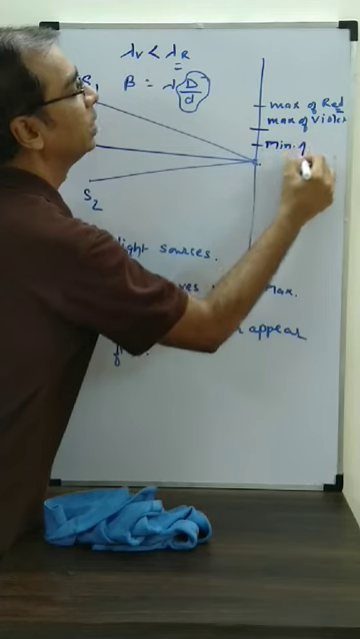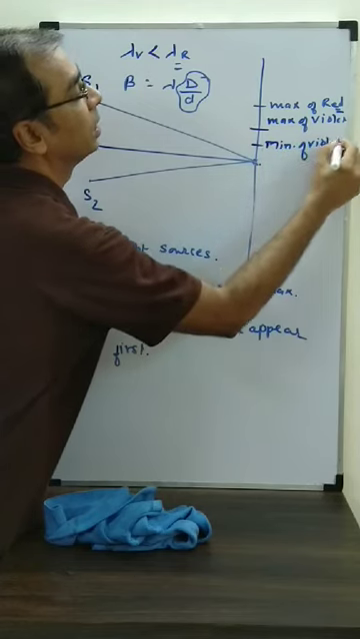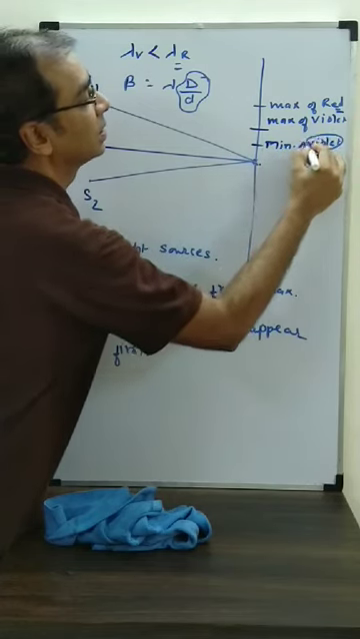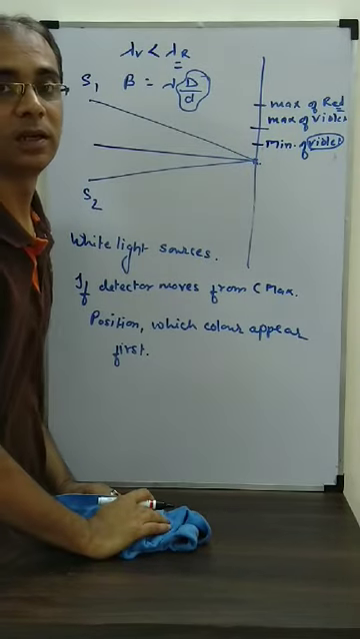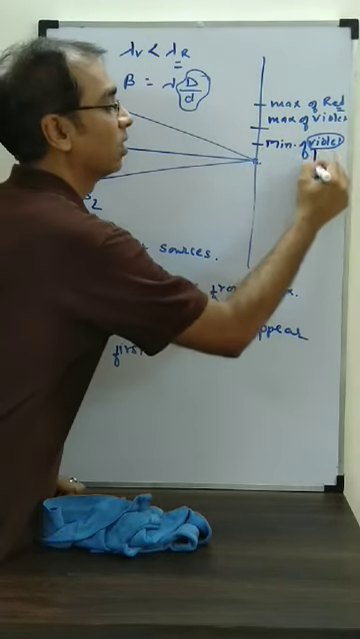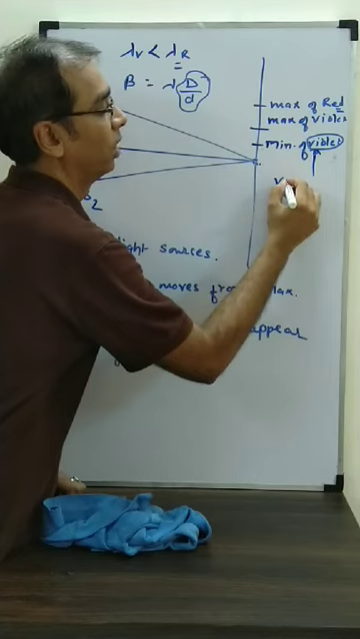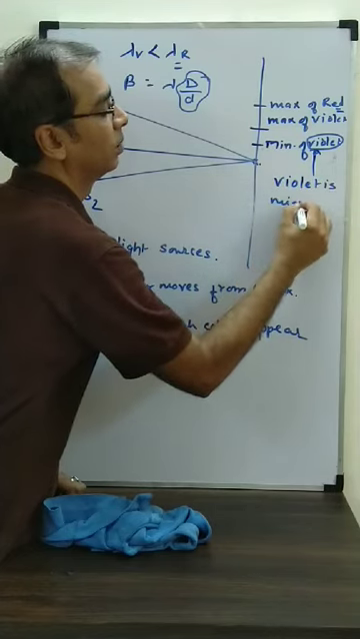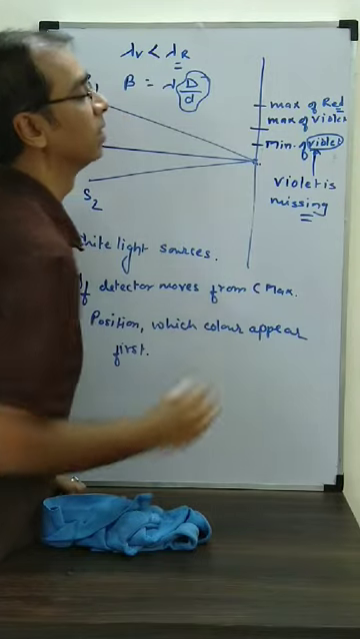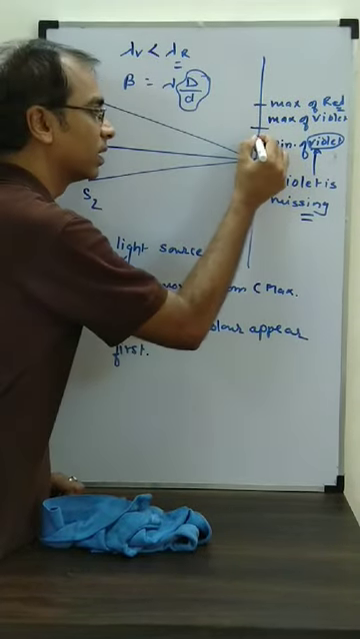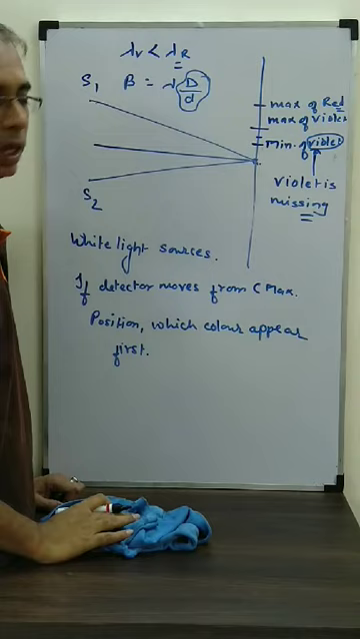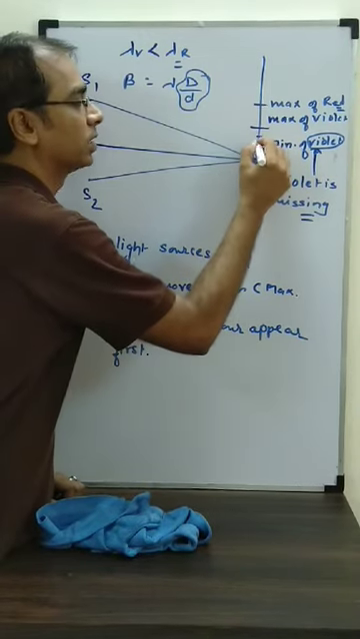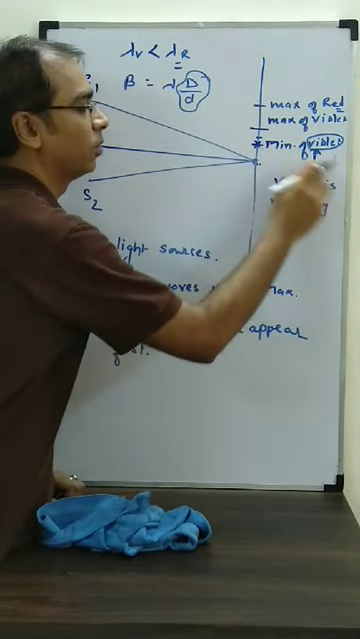Now what is the meaning of minima? Minima means this color is not appearing. That is the dark of this color. Violet is missing. What is the meaning of minima? Minima means violet is missing. Where will be minima of red? After that. Okay. So here minima of violet is coming. That means violet is missing.